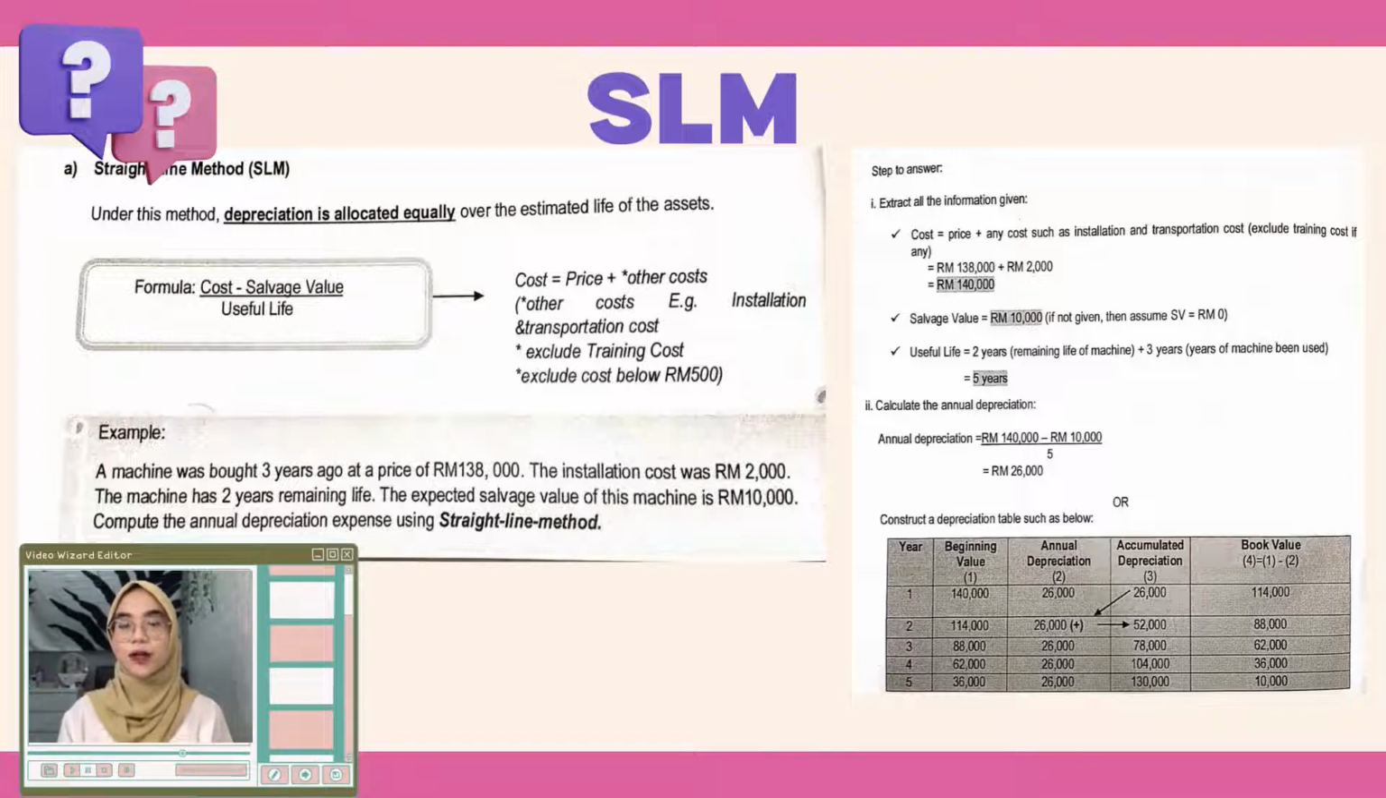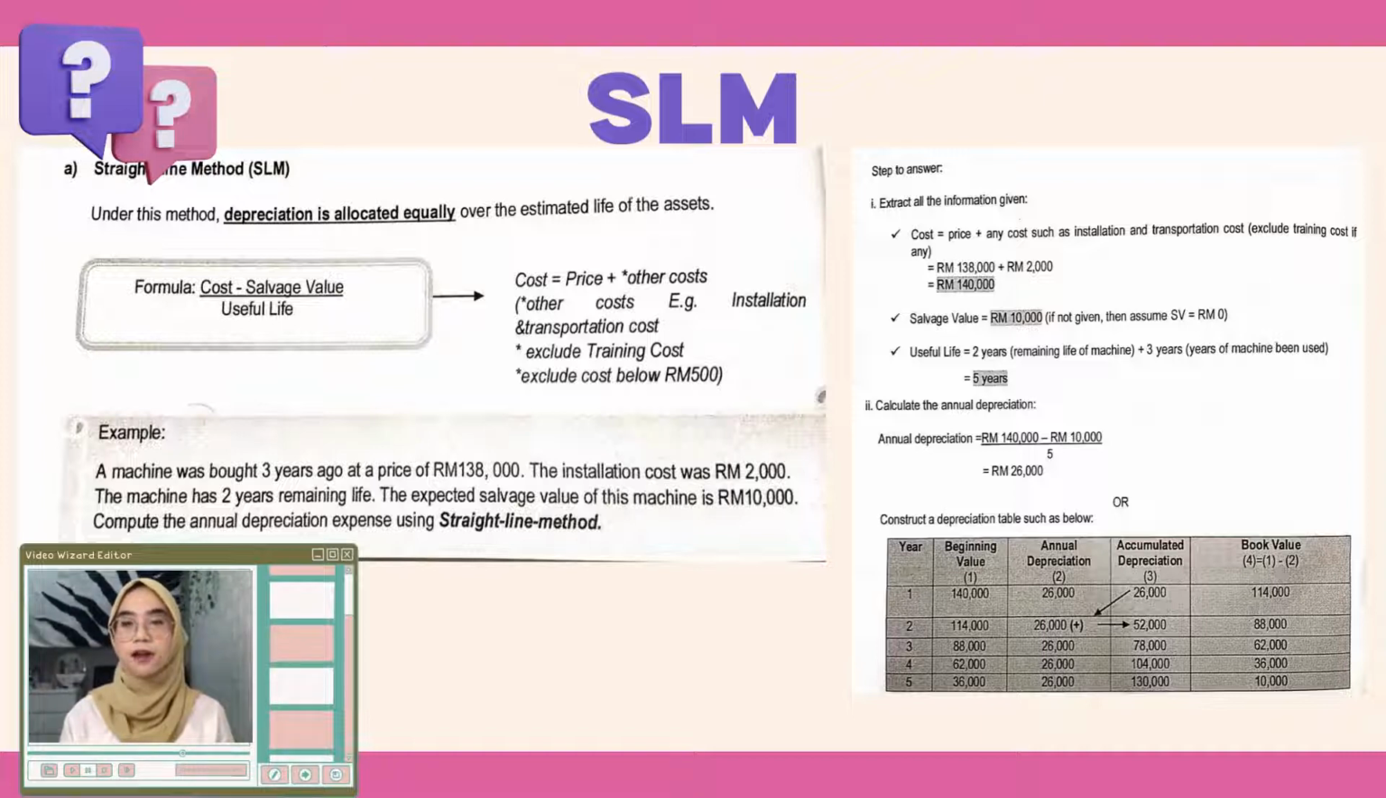The example question is, a machine was bought 3 years ago at a price of RM138,000. The installation cost was RM2,000. The machine has 2 years remaining life. The expected salvage value of this machine is RM10,000. Compute the annual depreciation expense using the straight line method.